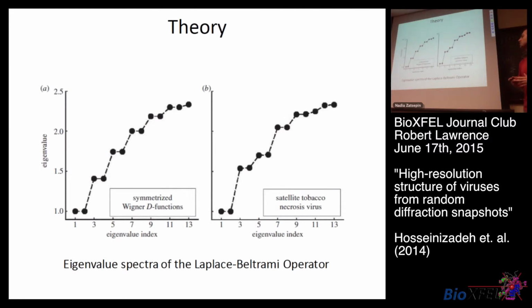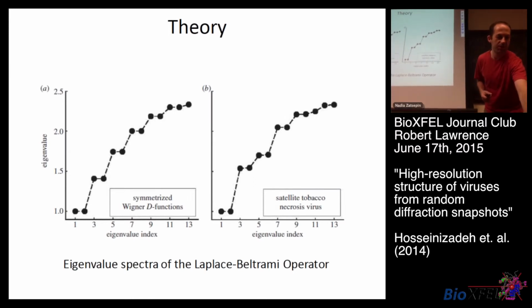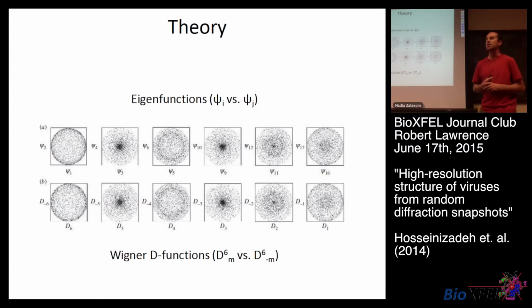So they use data from the PDB of the satellite tobacco necrosis virus, which I'll come back to in a minute, and mapped out the eigenvalue index for that and compared it to what you would get from an icosahedron, or what Wigner D functions that describe an icosahedron, and they compare really well. So that's a demonstration of the utility of it.